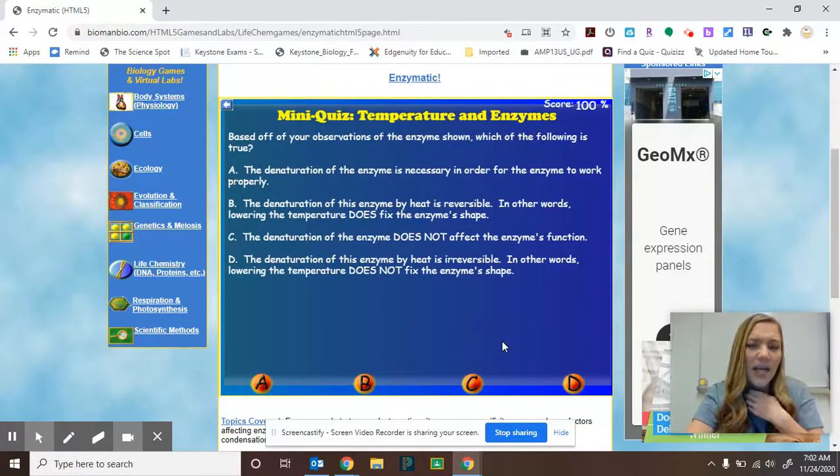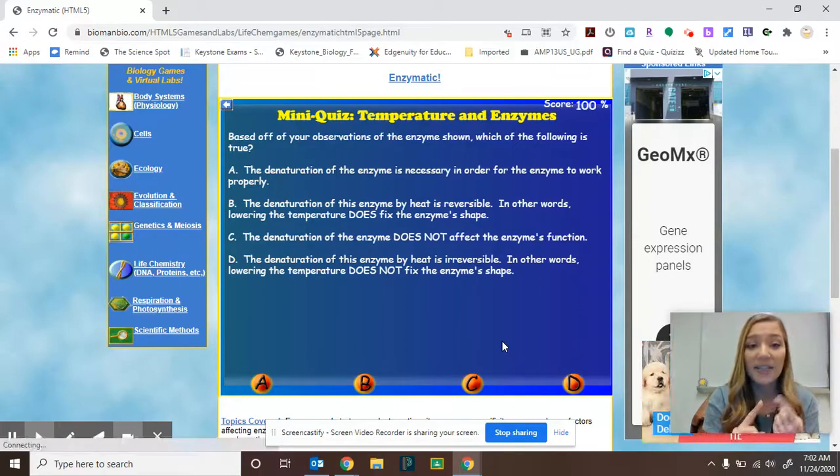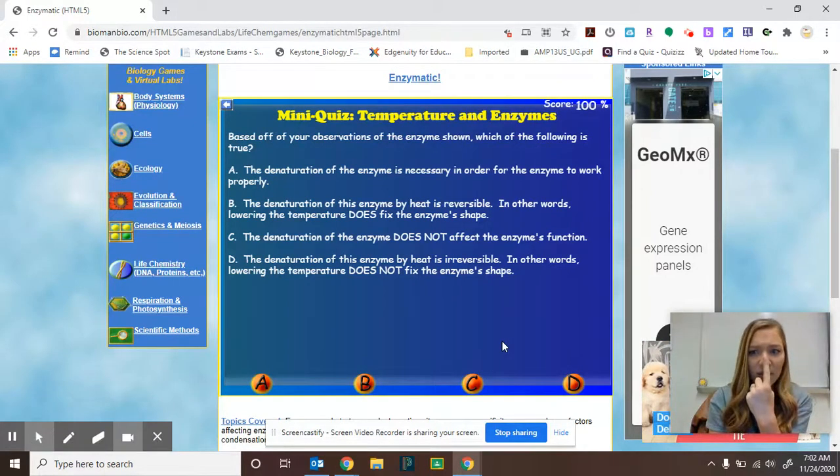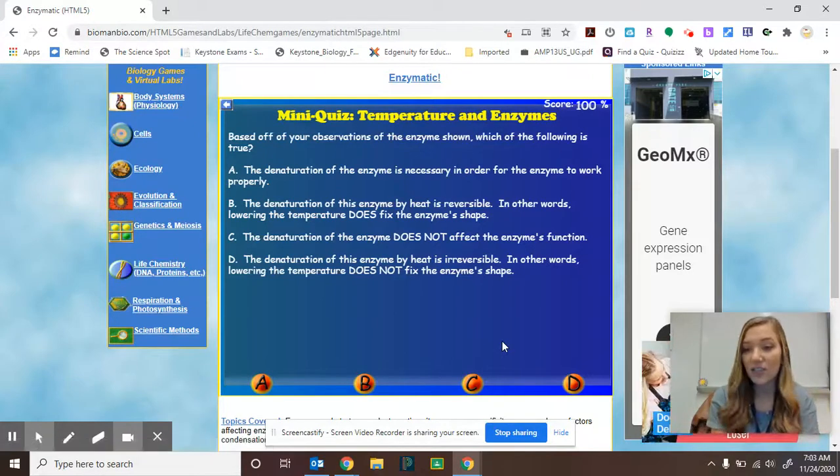All right, I think this is the last one for this section. Based off your observations, which is true? A, the denaturation of the enzyme is necessary for it to work. No, we don't want it to be denatured. Get rid of that one. B, the denaturation of this enzyme by heat is reversible. In other words, when you lower the temperature, it fixed the shape. When I lower the temperature, did it fix itself?